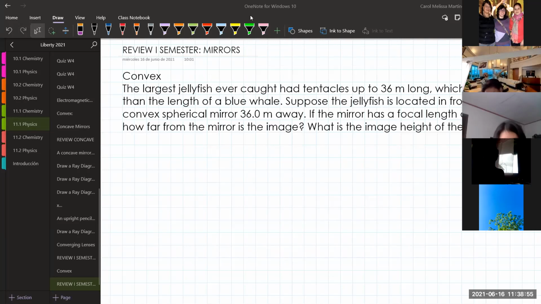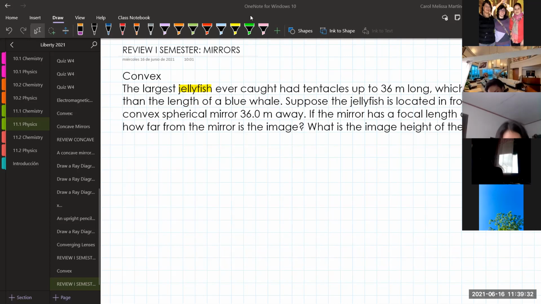But in any case, imagine that for some reason a convex spherical mirror suddenly appears, located 36 meters away. Take a look. We need to start writing the data. So let's focus on the data that is provided in the problem. The first data is the jellyfish itself, okay? That's the object. The object is going to be the jellyfish.